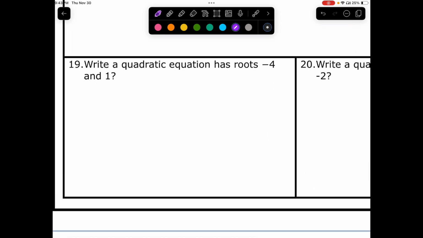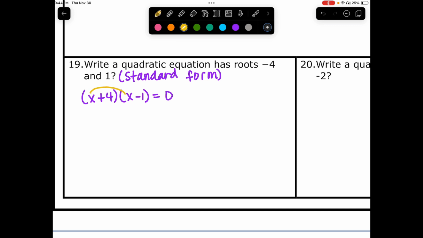Number 19. We're going to write a quadratic equation that has these two roots, but we want this one in standard form. On the test, the answer choices were in standard form. So that's going to be x plus 4 times x minus 1. This is just like problem number 1.